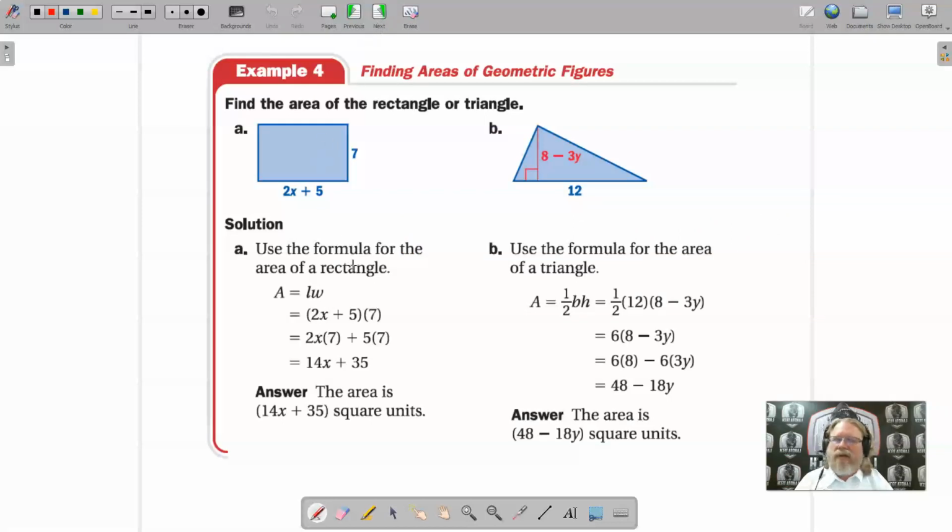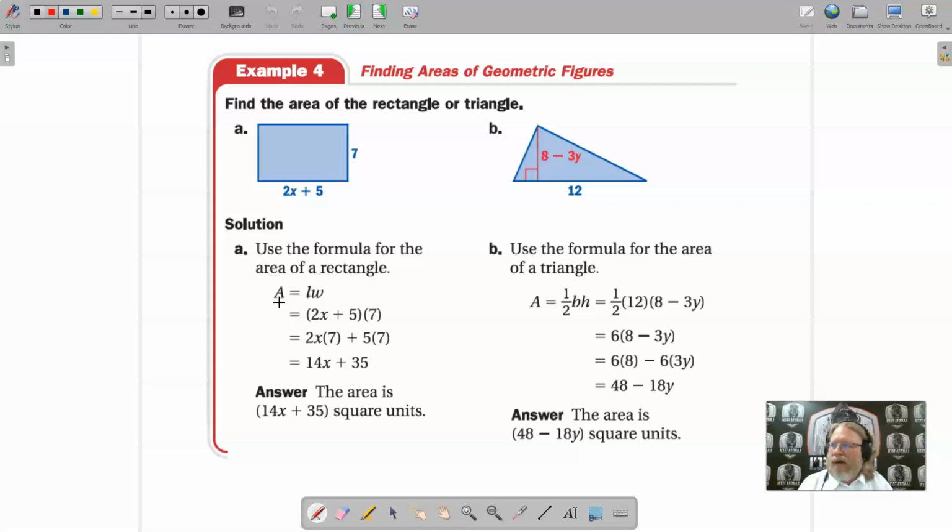Now, we can use the distributive property. It's useful for calculating things like the area of geometric figures. So it says find the area of a rectangle or triangle. So the first one, we're given a rectangle. It has a length of 2x plus 5, and it has a width of 7. So use the formula for area of a rectangle.